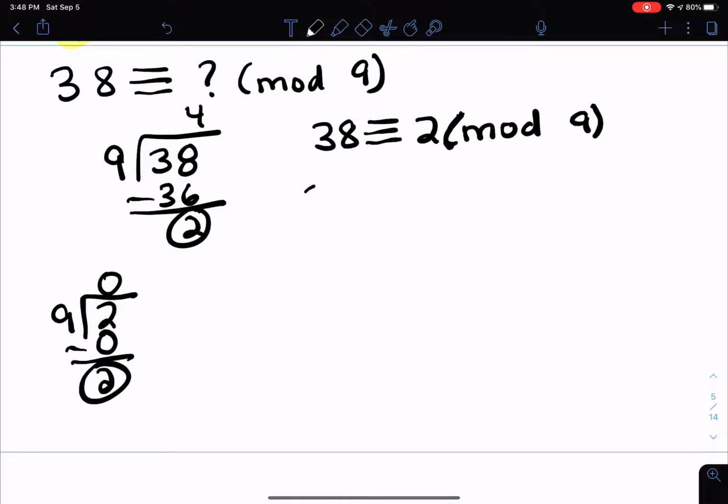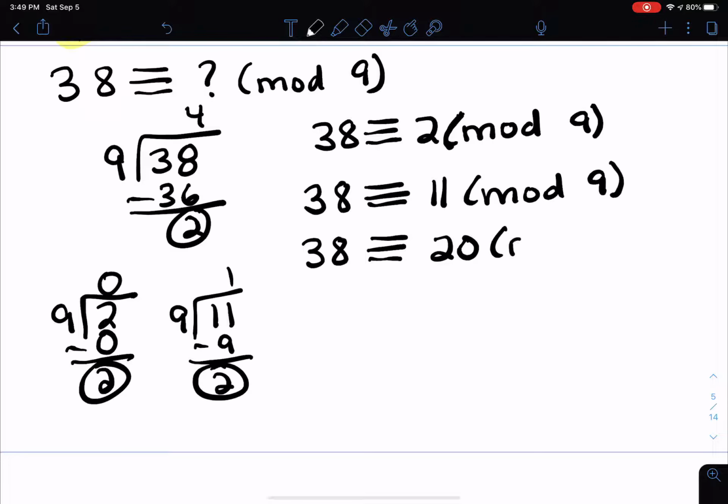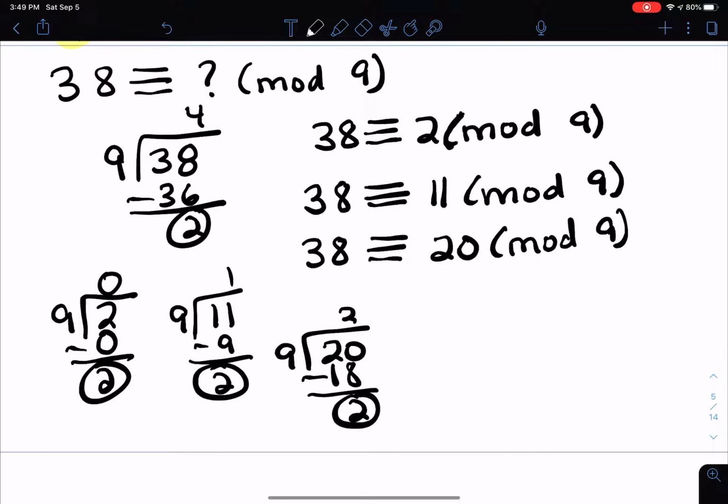You could say that 38 is congruent to 11 mod 9. That works. As soon as you divide 11 by 9, 9 goes in one time, but you have that remainder of 2. You could say that 38 is congruent to 20 mod 9. That works, because 20 divided by 9, 9 goes in 2 times, remainder of 2. You could say 38 is congruent to 29 mod 9.